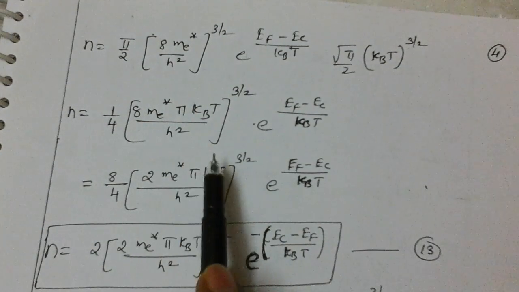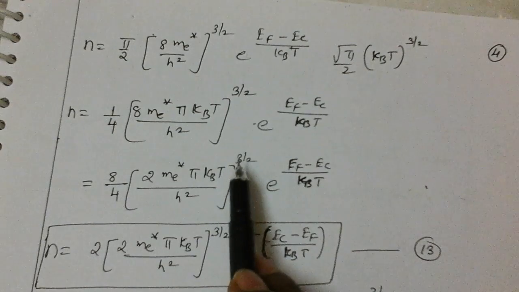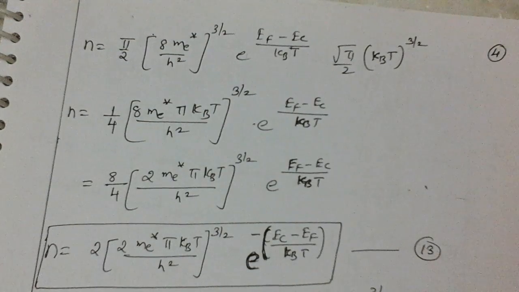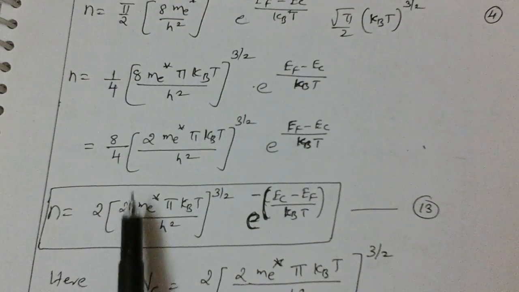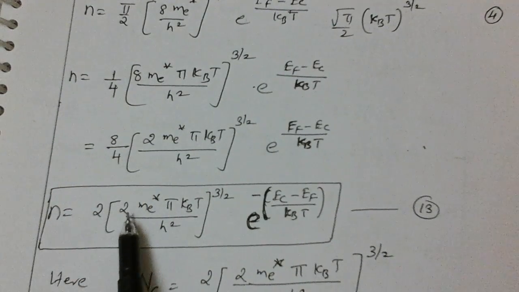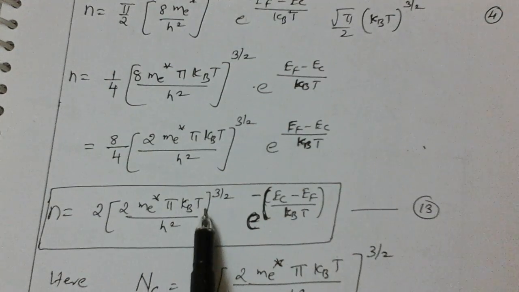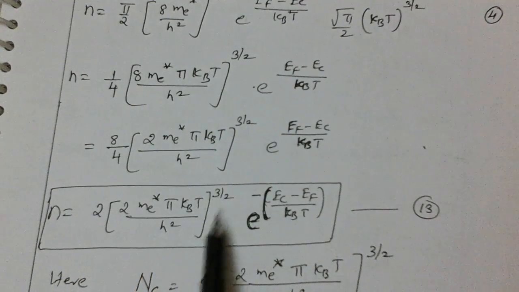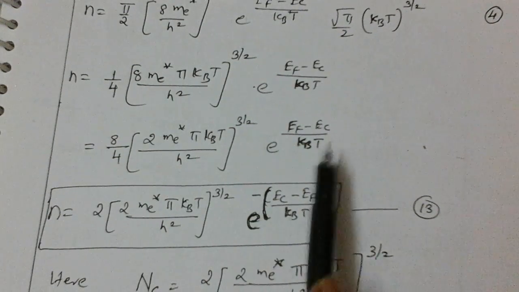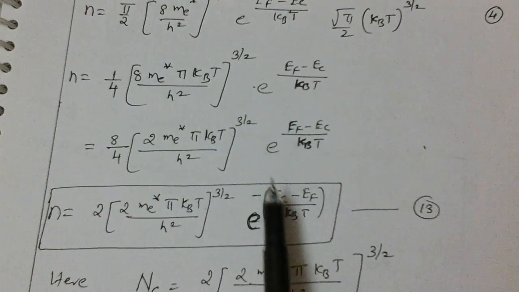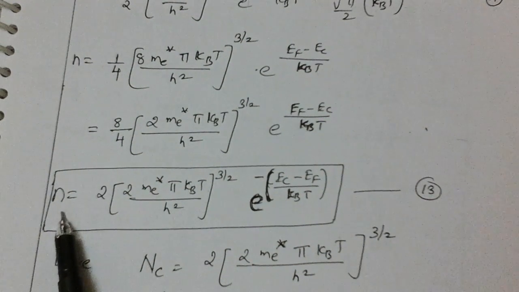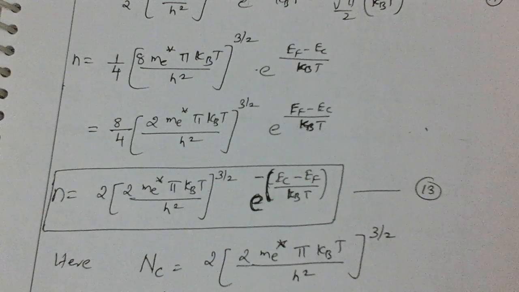So pi is pi, kB is kB, T is T whole power 3 by 2, h square is h square, as it is, no change at all. Now the final equation: n equals what? Here one term you have to remember, 4 to 8, so 2 into 2 pi me star kBt by h square whole power 3 by 2, e power of (EF minus EC) by kBt. This is the 13th equation, which represents the carrier concentration of electrons in the conduction band for a given semiconductor.